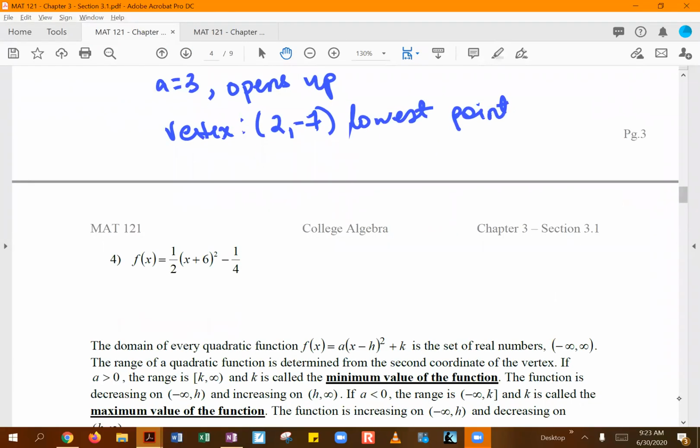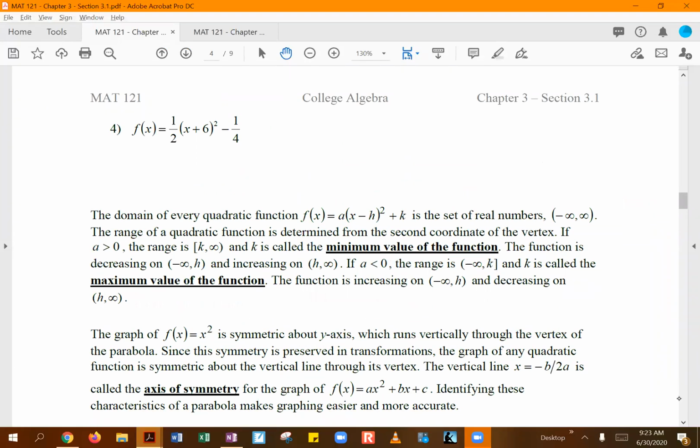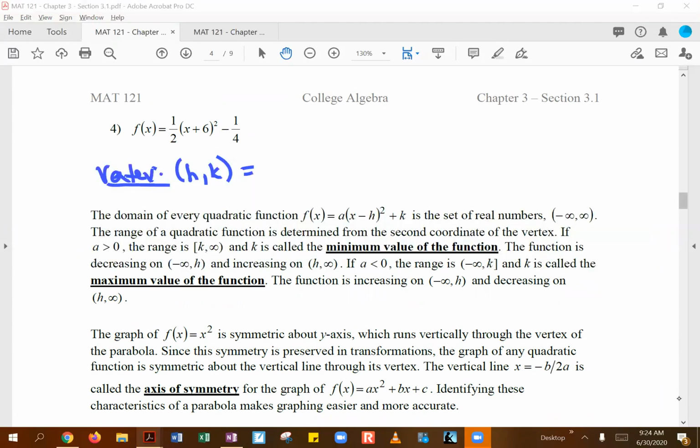Okay. Now let's take a look at number 4 over here. Again, they are asking us to find the vertex of our parabola, but you can see this is given to us in the transformation form. So you just need to find out what your h and k values are going to be. So what do you think the vertex is? So what will be our h coordinate here and what will be our k coordinate here?